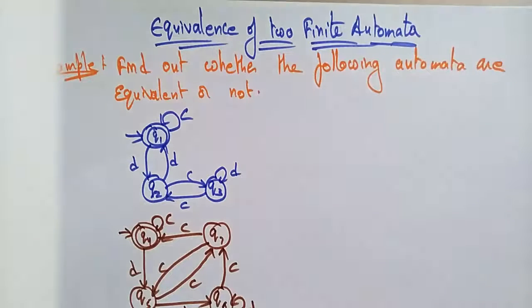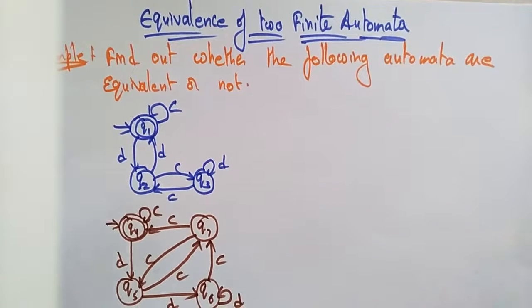yields a state, and the pair of states should be either both intermediate, or both final states. Then you can say that the two automata are equivalent, otherwise they are not equivalent. So let's take this example and find out whether the following two automata are equivalent or not.